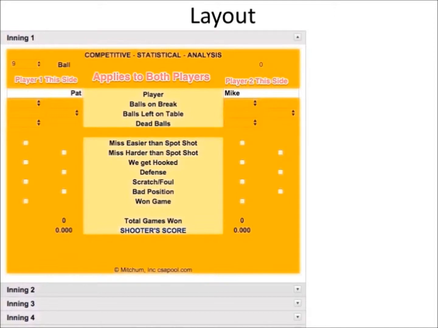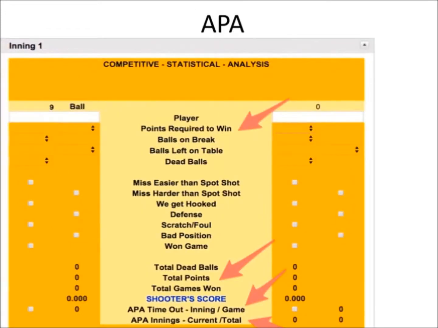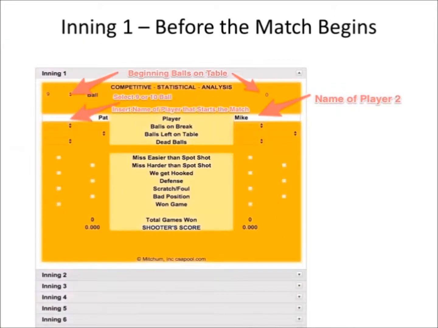The layout for all innings is player 1 is recorded on the left side and player 2 is recorded on the right side. The center section applies to both players. Now, the format for the APA app also includes these categories: points required to win, your total points, the APA timeout per inning and per game, and the APA innings current and total. All information that is used on your APA score sheet.